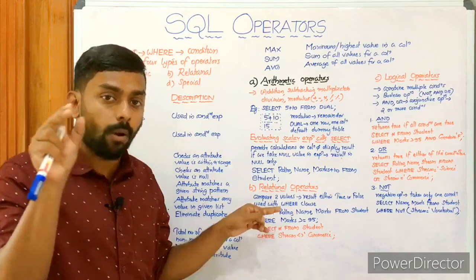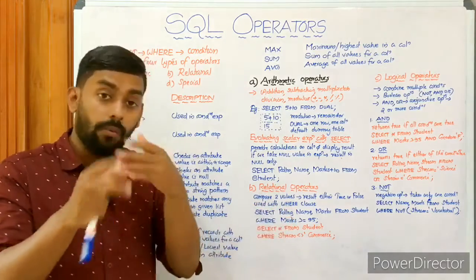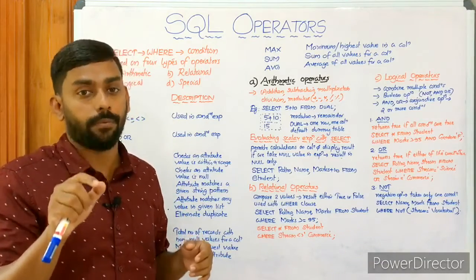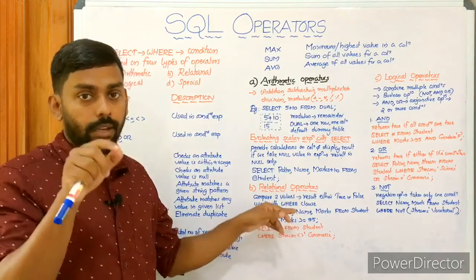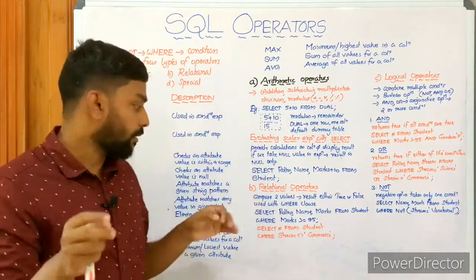So these 3 columns will be displayed in the resultant table of those students who have scored marks greater than or equal to 95, including 95. Others will be discarded.